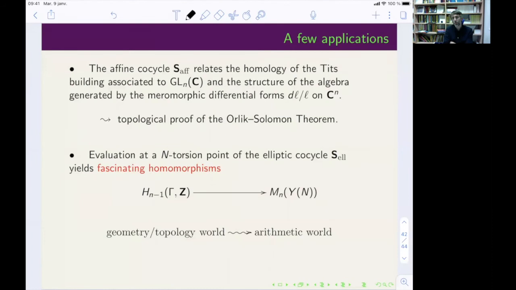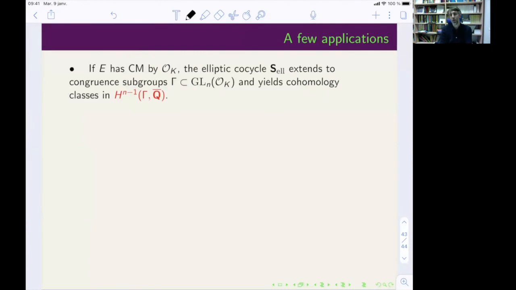And the elliptic cocycle makes a relation between the geometry world of arithmetic groups and the arithmetic world of modular forms. And I will end up with this. You can enrich this picture by considering elliptic curves with CM multiplication. And then you have beautiful cocycles of degree n minus one of a subgroup of GLN of OK.